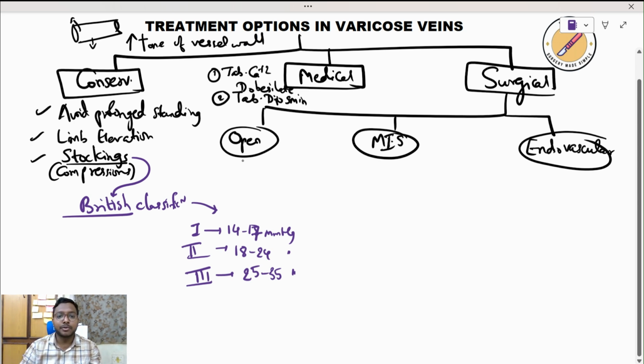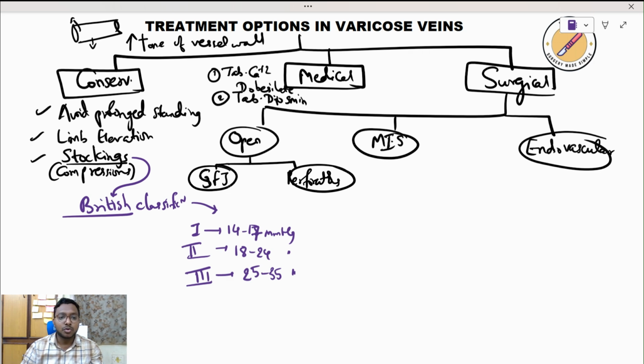Now coming to surgical treatment options in open. Open can be divided for the great saphenous vein, for the short saphenous vein, that is saphenofemoral junction, SFJ and SPJ both, and another one is perforators. Whenever the patient has saphenofemoral junction incompetence, the patient needs to undergo something called Trendelenburg operation.